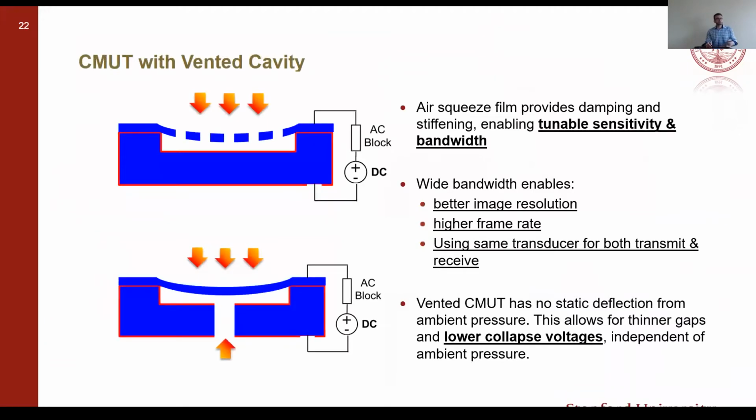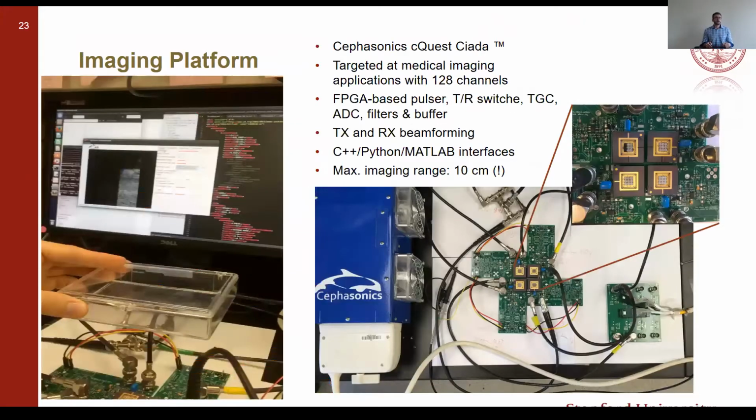So at the end, I would like to elaborate a little more on gesture sensing. This slide is motivated by the advantages of the CMUT inverted cavity. And here is the platform that we have right now in the lab for gesture sensing. We have a programmable system called Cephasonics, and we have integrated it with the FPGA, CMUTs with the FPGA, and the proper electronics, including ASICs.